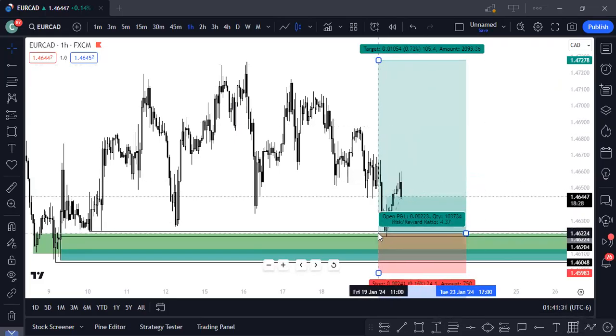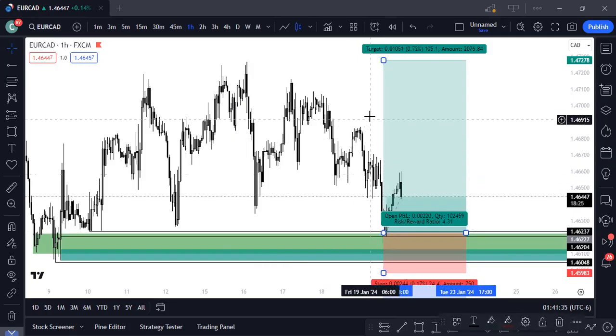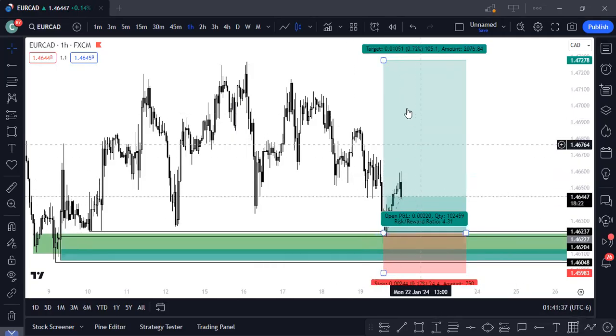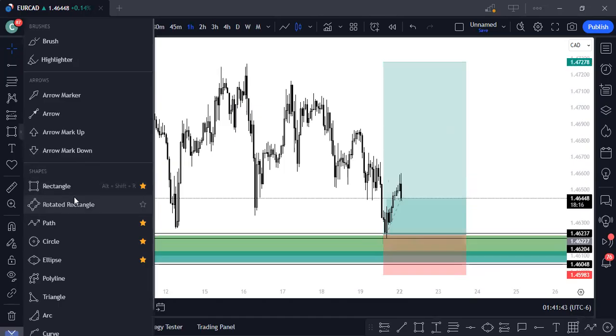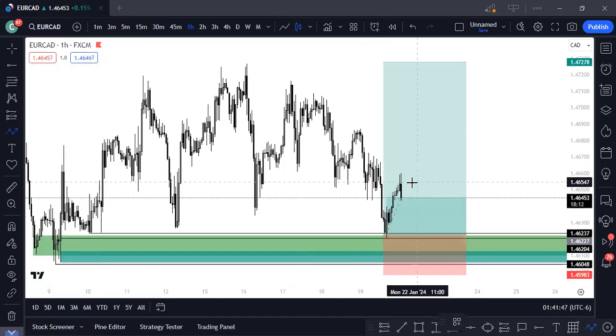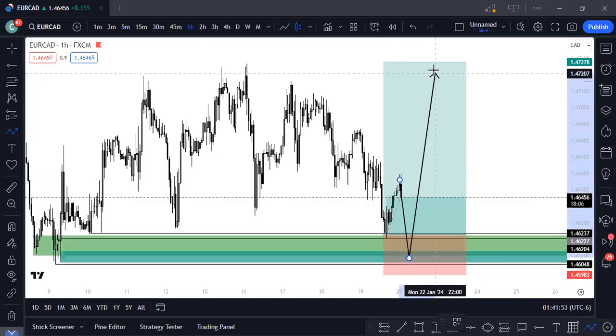Now, most of you will be like, okay, you've missed this trade that's triggered and is going all the way. I don't mind. If it goes to TP, fine. If it does not, fine. But what I'm anticipating is this. I'm anticipating Eurocard to still come back to this demand level here. Give me a confirmation, then I'll take the buy.